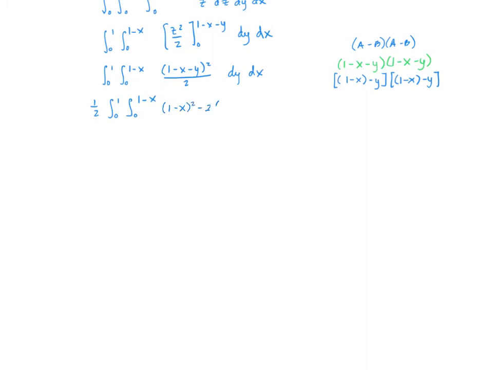Minus 2 times their product, so 2 times (1 minus x) times y, plus the square of the last term, so y squared. Again, this is just an algebra trick. You don't have to do it. You could multiply the whole thing out and end up with the same answer.